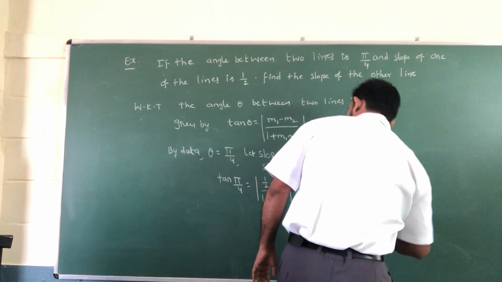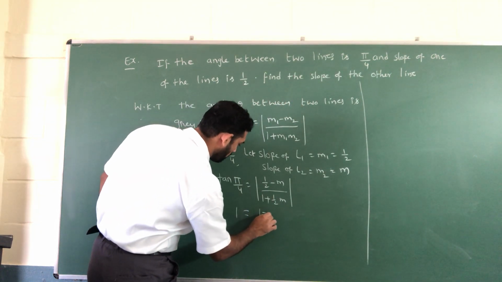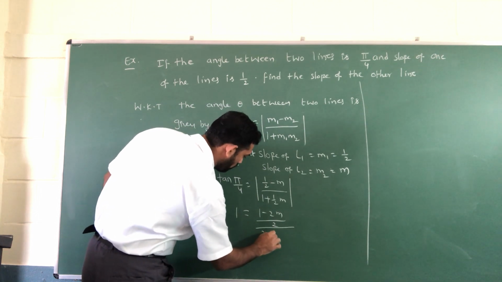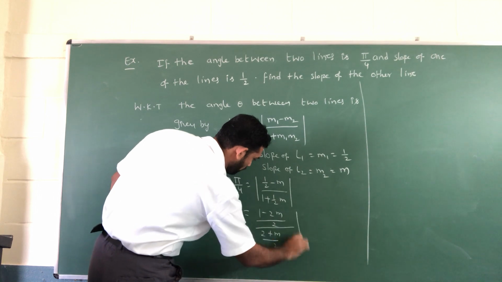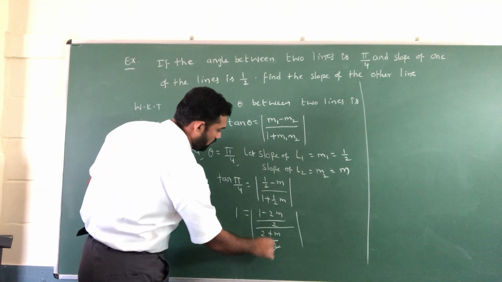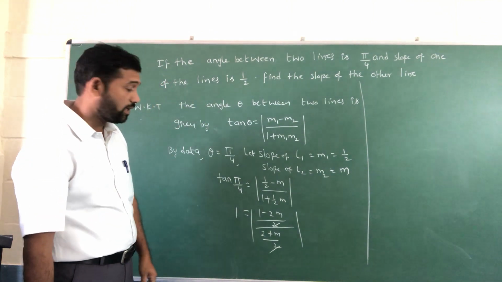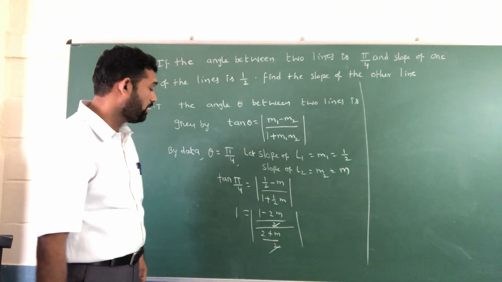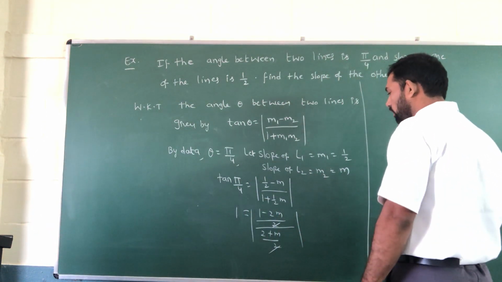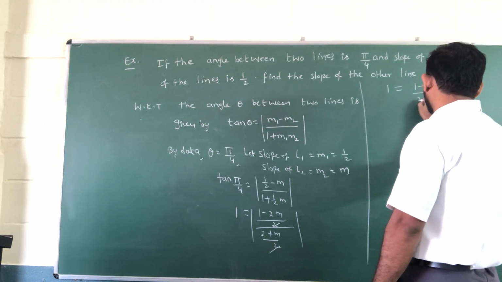Listen carefully. So 1 is equal to 1 minus 2m divided by 2, whole divided by 2 plus m divided by 2. So in numerator and denominator I took LCM. What happens? 1 minus 2m is the numerator value, 2 plus m is the denominator value. The 2 values will be cancelled. Next, 1 is equal to 1 minus 2m divided by 2 plus m.